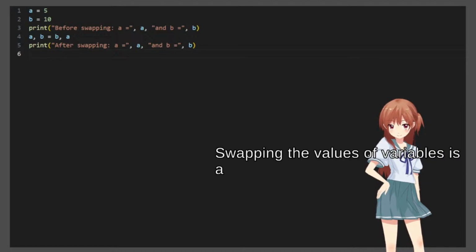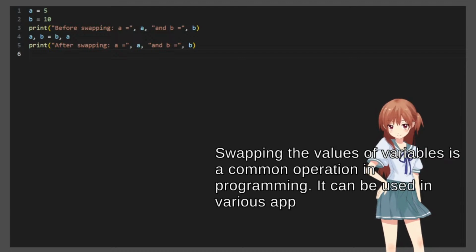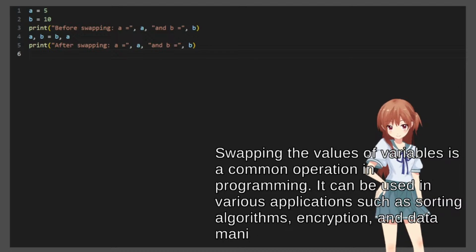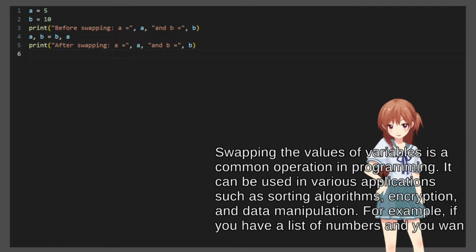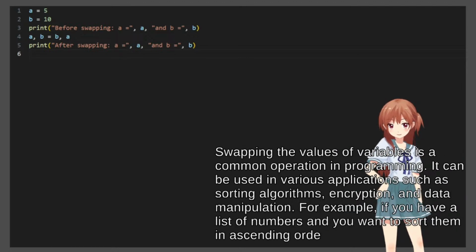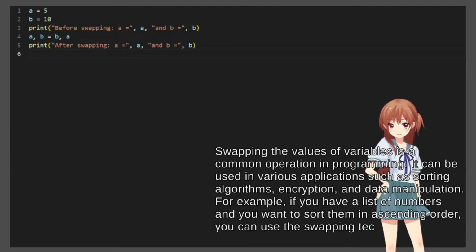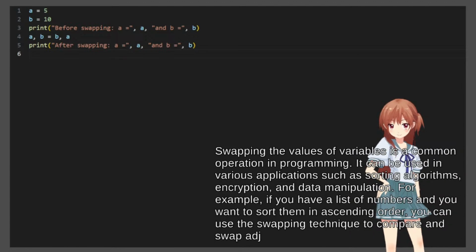Swapping the values of variables is a common operation in programming. It can be used in various applications such as sorting algorithms, encryption, and data manipulation. For example, if you have a list of numbers and you want to sort them in ascending order, you can use the swapping technique to compare and swap adjacent elements until the list is sorted.